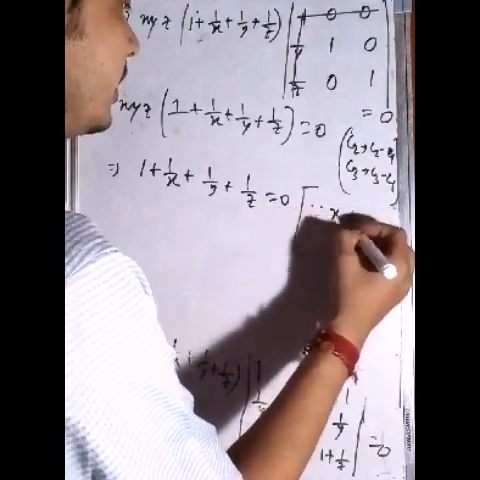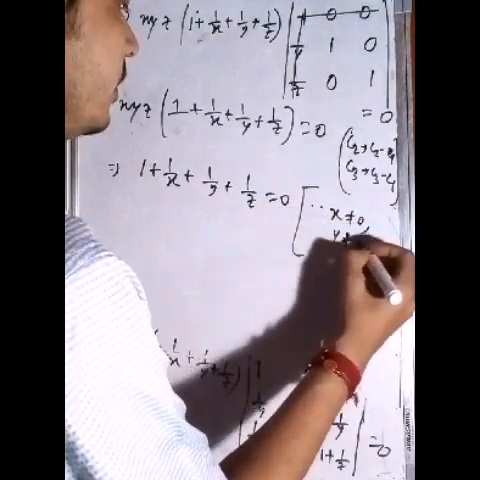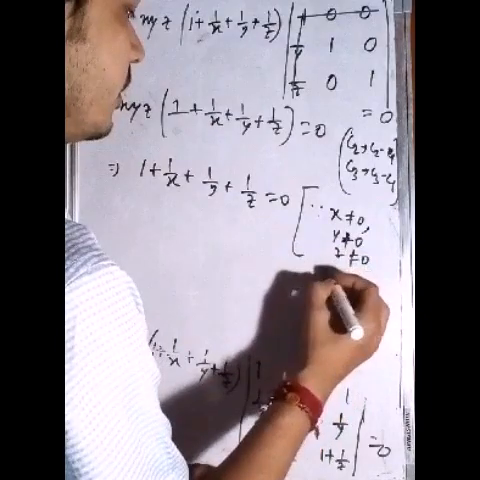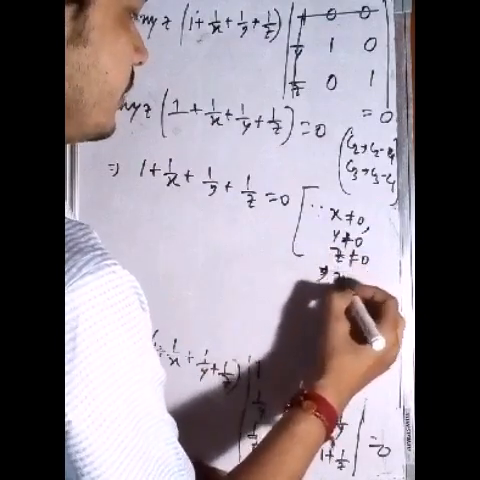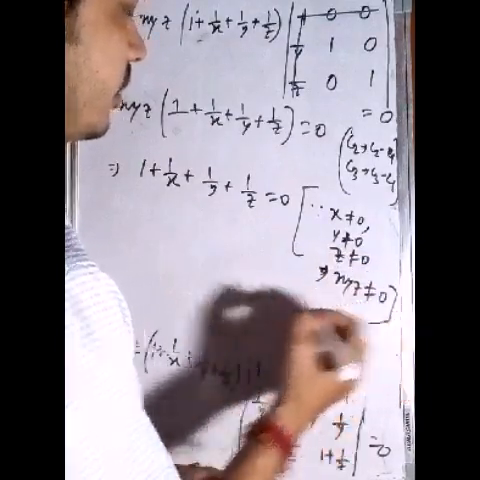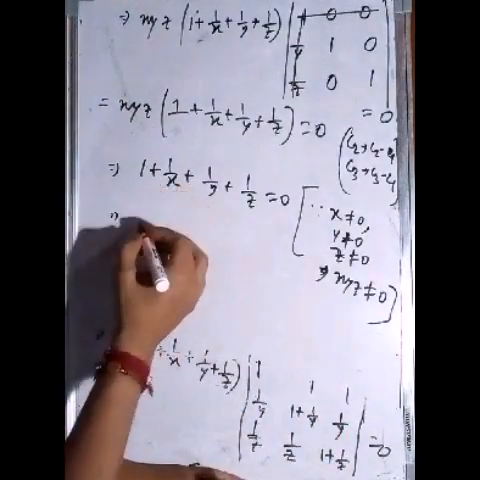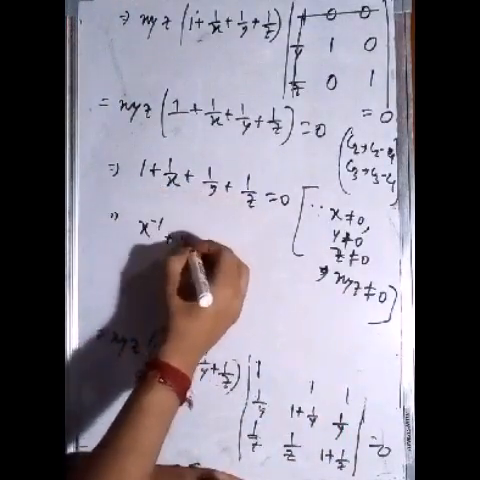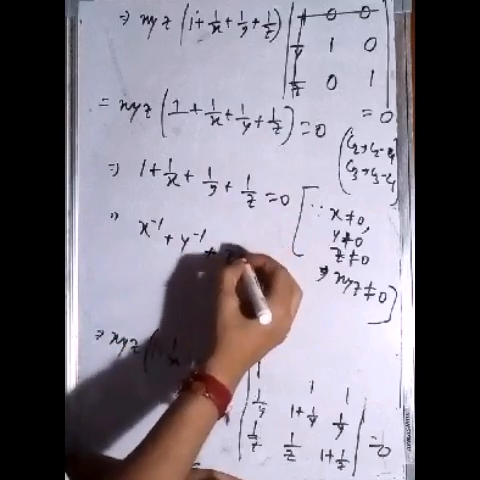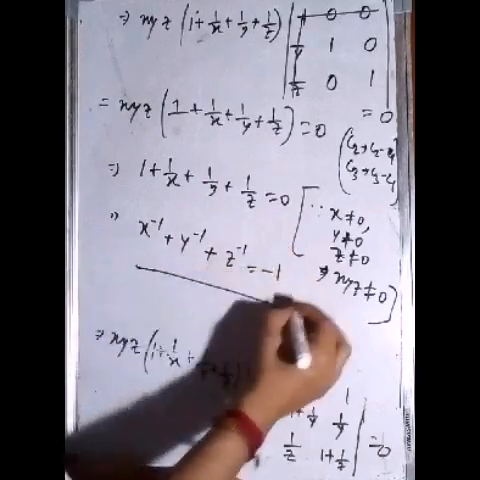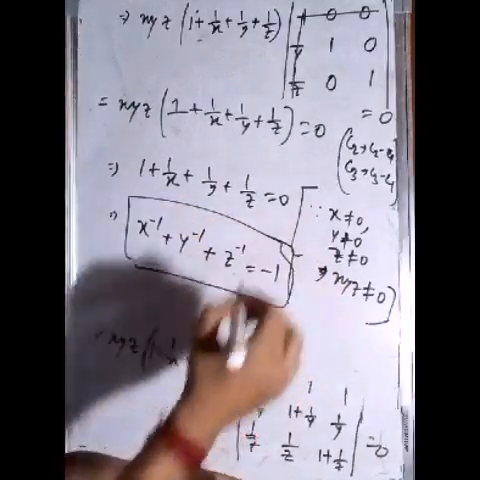Reason: since x not equal to 0, y not equal to 0, z not equal to 0, it implies the product x, y, z is also not equal to 0. So this means 1 by x is x inverse, 1 by y is y inverse, and 1 by z is z inverse. The value is minus 1. So this is your answer.